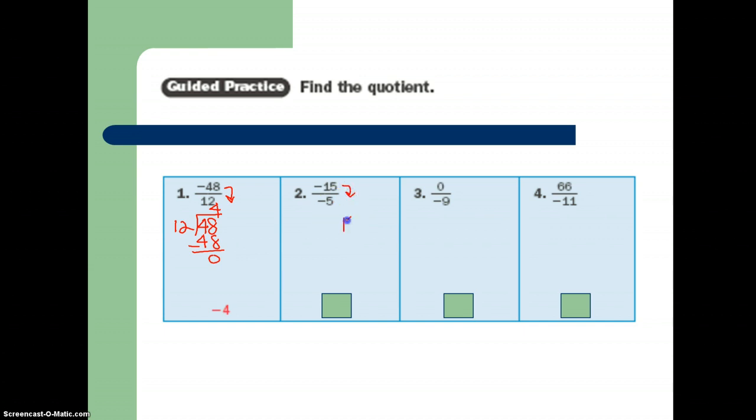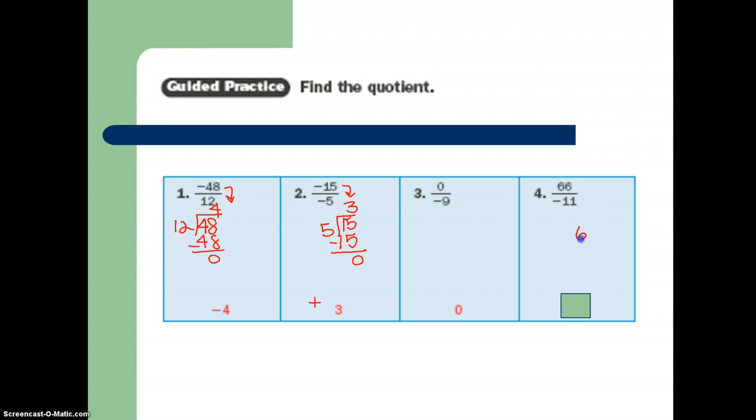Again, bring the 15 down. That goes inside, 5 outside. Kind of ignore the negatives because it's just going to be a positive answer since they're the same sign. 5 goes into 15 3 times. 5 times 3 is 15, so you're left with a remainder of 0. Answer is positive 3. 0 divided by a number is just 0. Remember, if the numerator has 0, it's just 0.